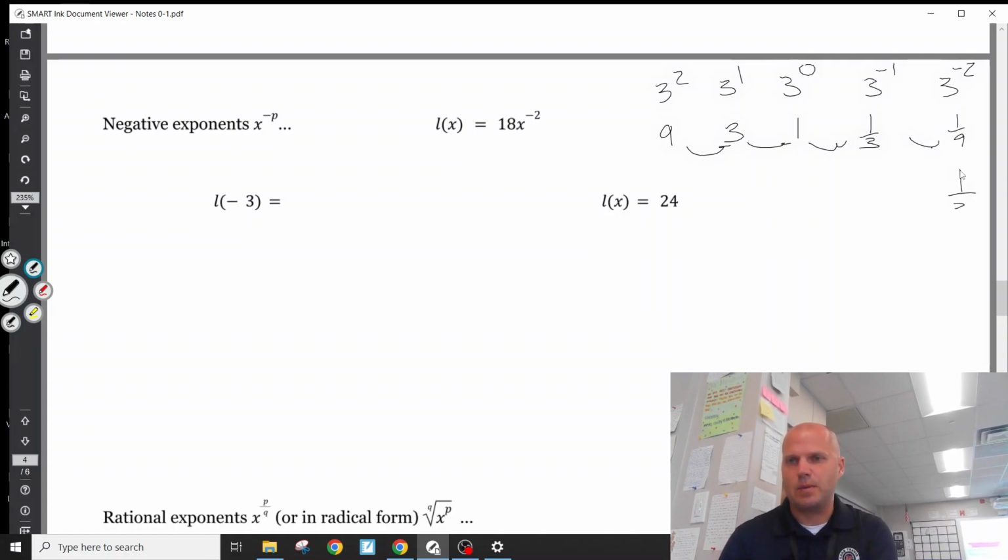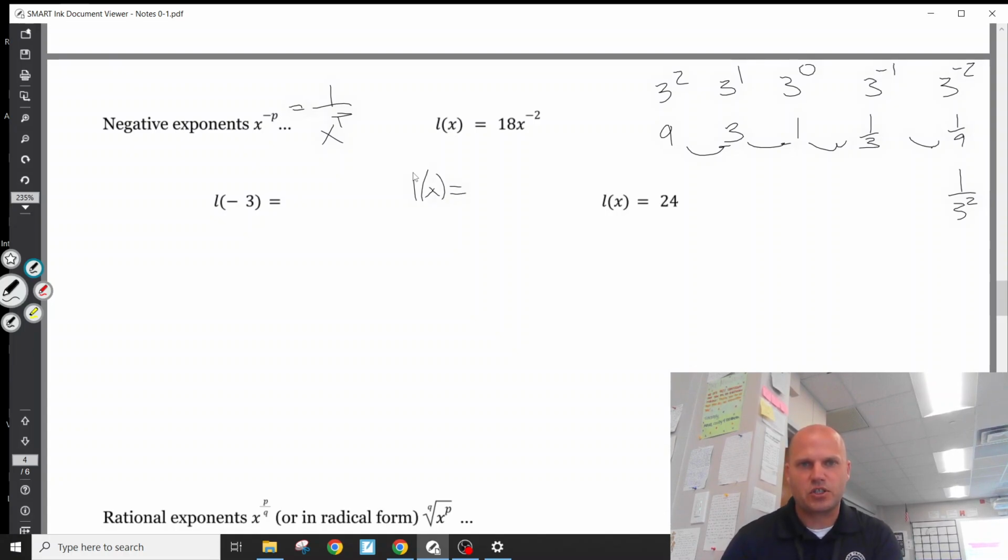Well, 1/9 is the same as 1 over 3 squared, which is telling us that negative exponents are the same as a reciprocal positive exponent. It's like we're dividing this many times versus multiplying. You're dividing 1 by 3 twice instead of multiplying 1 by 3 twice.